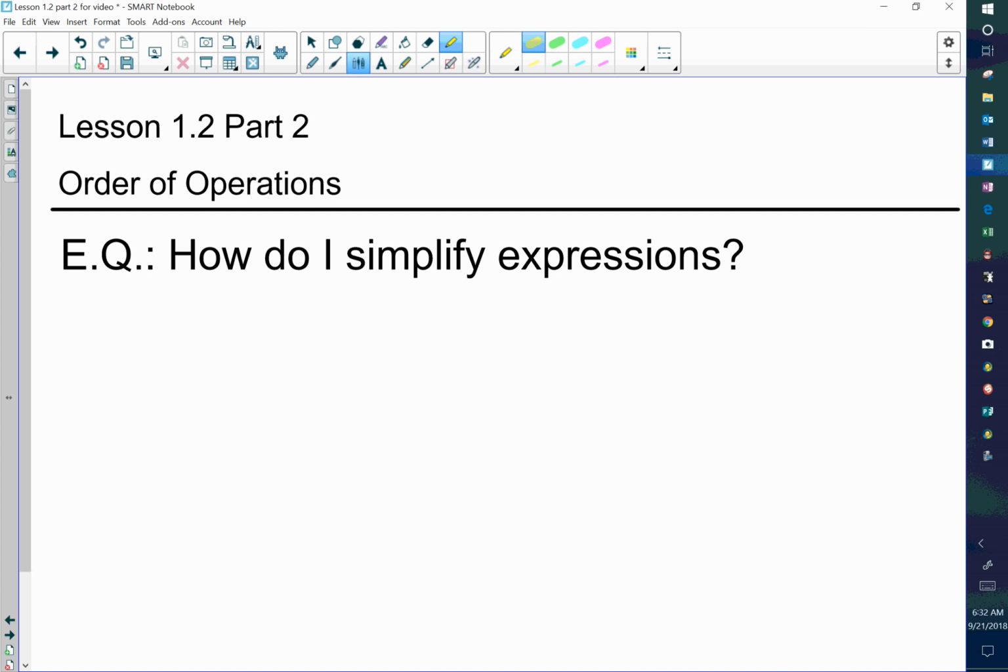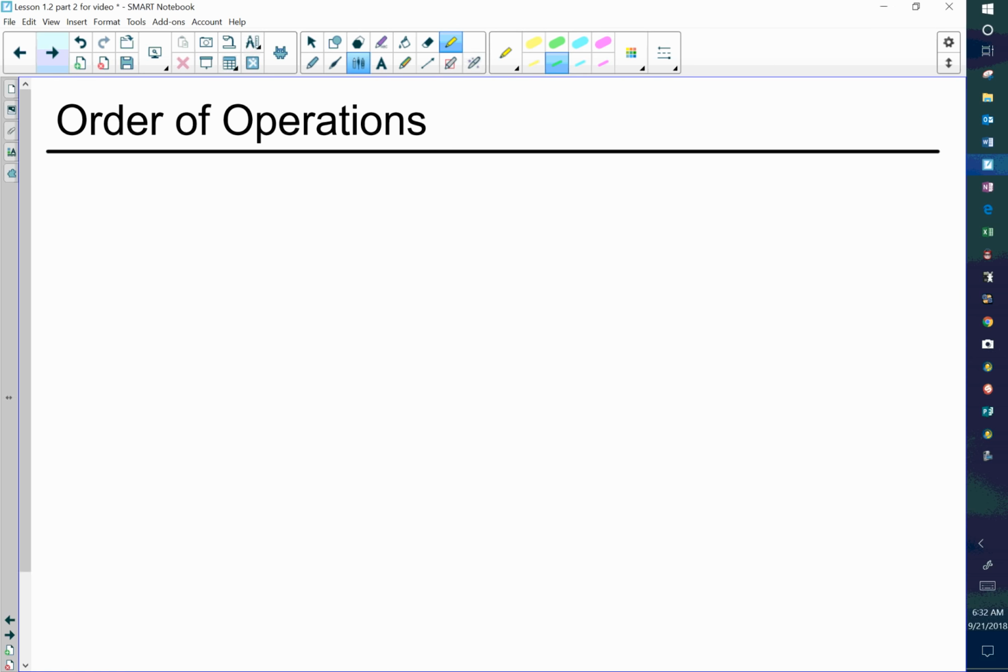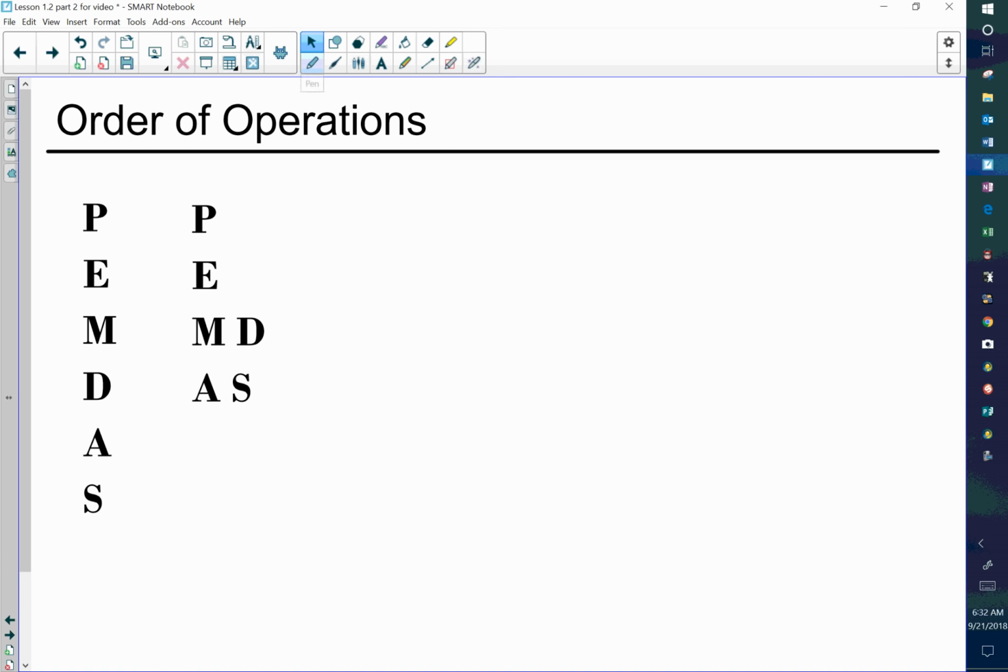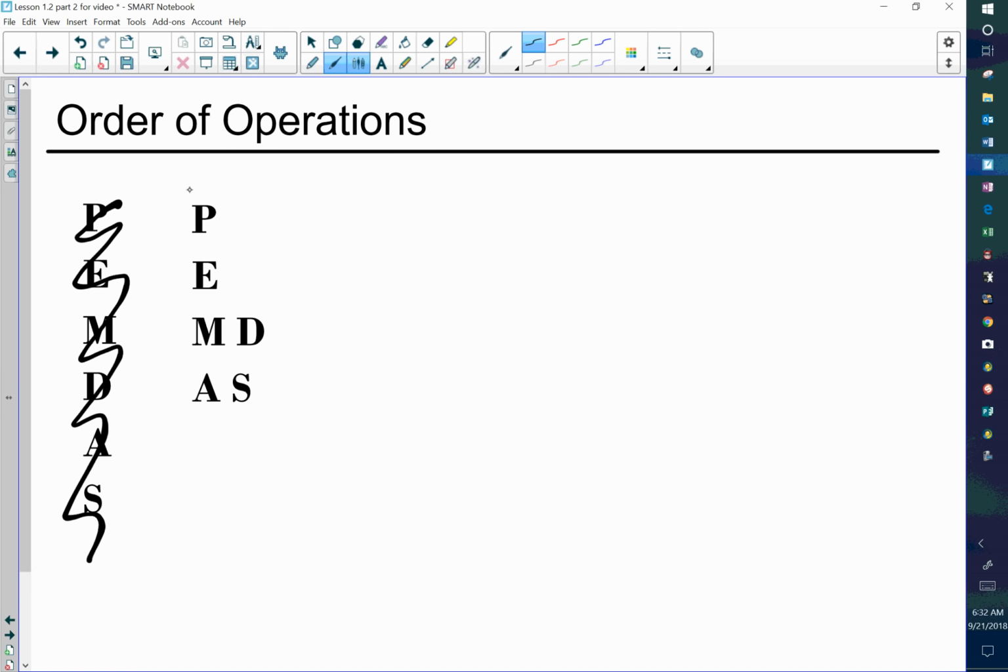All right, today we're looking at the order of operations. The essential question for today is, how do I simplify expressions? And more specifically, how do I do that using the order of operations? So the order of operations, as you may already know, looks like this, PEMDAS. But really, that should be written in this way. And if you haven't seen this before, I'll explain. So instead of copying this on your paper, go ahead and copy it in this way.